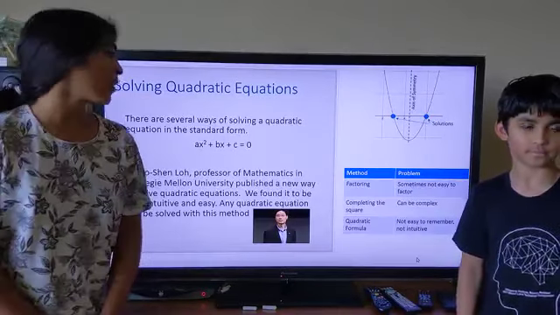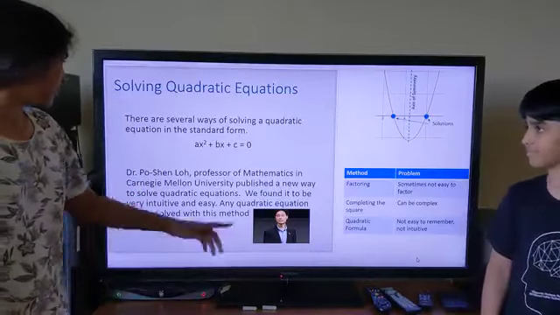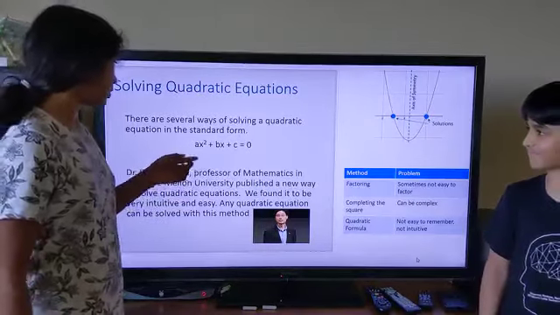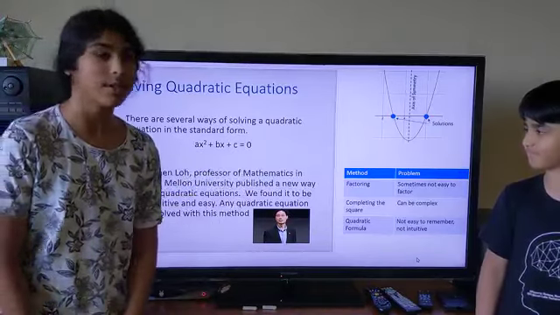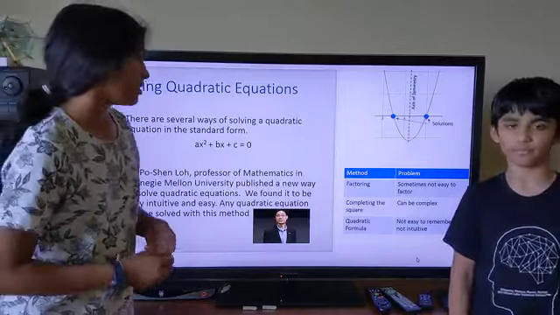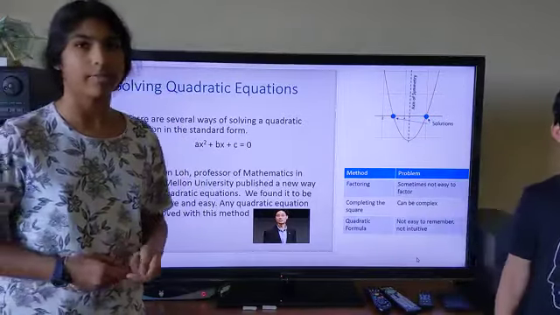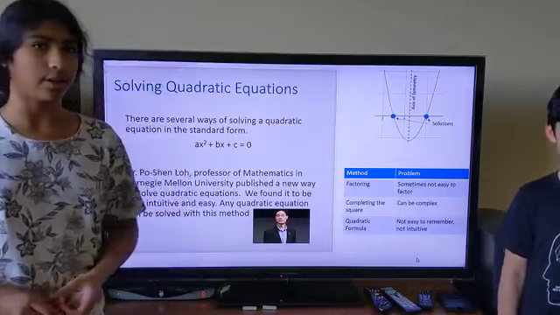So there are several ways of solving a quadratic equation using standard form. The standard form is ax squared plus bx plus c is equal to 0. So one method is factoring, but sometimes it's not easy to factor. Second is completing the square, but it can be complex. Third is the quadratic formula, but it's not easy to remember, and it's not intuitive.